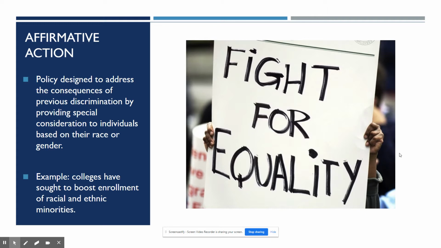So these are policies that are intended to prevent discrimination and then correct the lasting effects of historical discrimination by ensuring that minority groups are appropriately represented in employment and higher education environments. Okay, so an example of affirmative action policies would be when colleges have sought to boost the enrollment of racial and ethnic minorities by allocating a minimum percentage of places to minorities within that admissions.